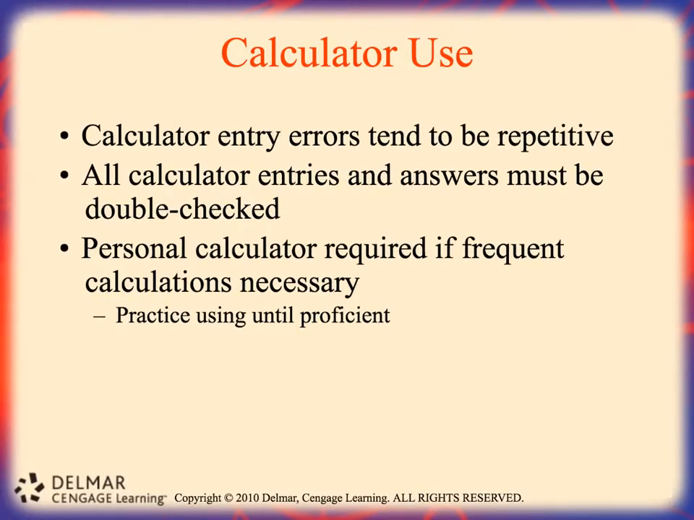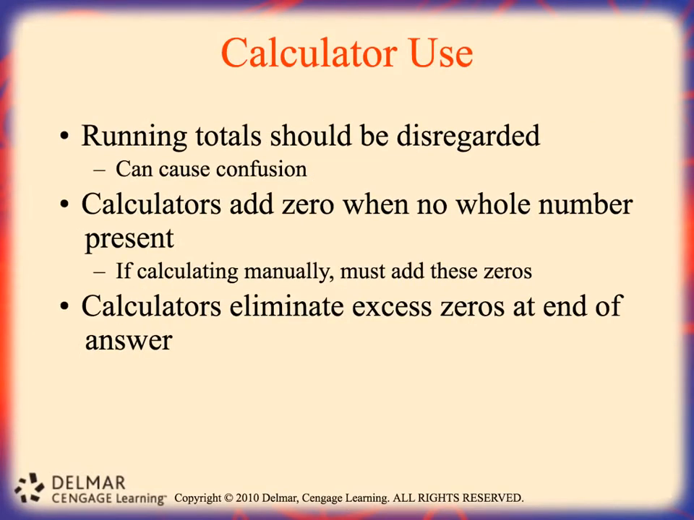Calculators are great as long as you enter the numbers correctly. If you enter the numbers incorrectly, you're going to have an incorrect answer. When using a calculator, your running totals should be disregarded. This can cause confusion. In other words, we're going to look at just the end product that we come up with. Your calculator will automatically add 0 when no whole number is present. If you're calculating it manually, you must add those zeros. And also, calculators will eliminate excess zeros at the end of the answer for you.